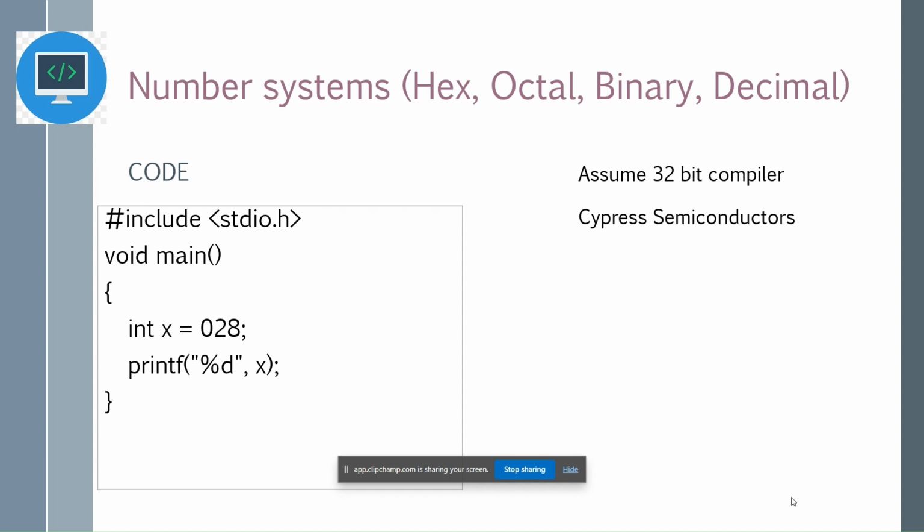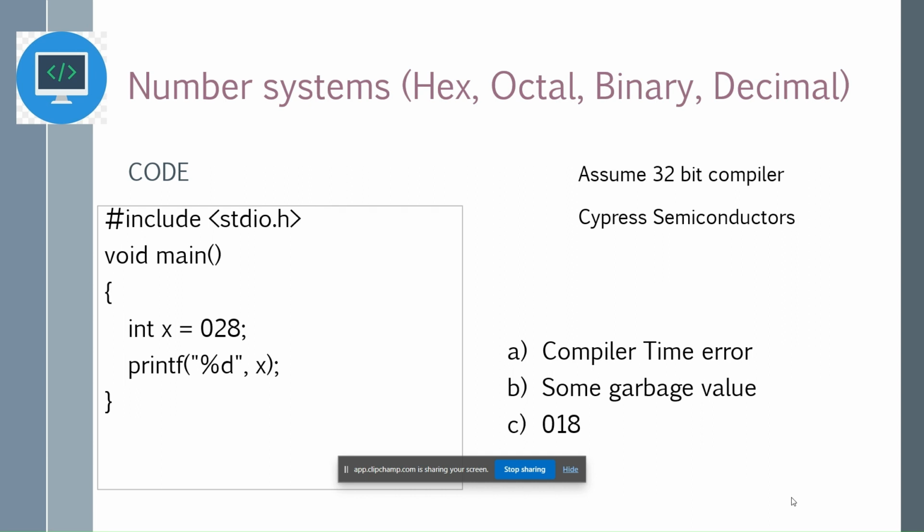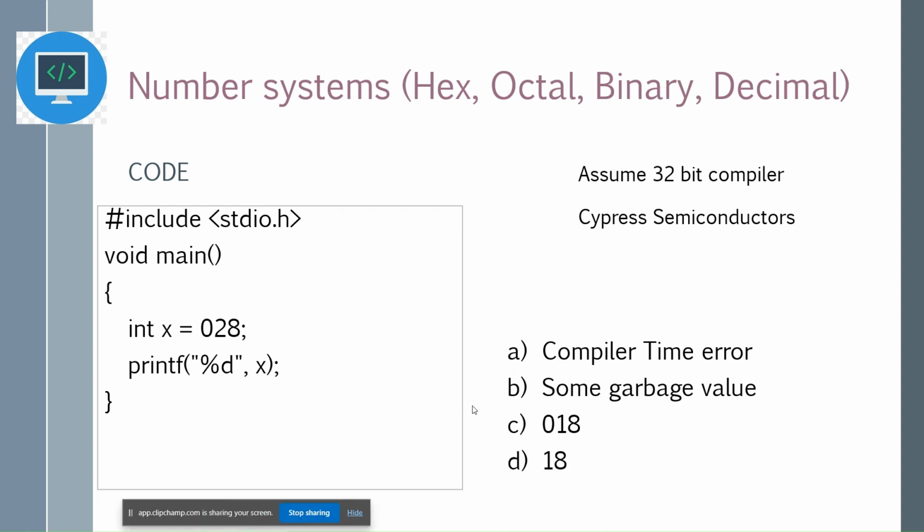Now, the options: when we run this code, what would be the answer? The options are: compile time error; some garbage value will be printed; 018 itself would be printed; 28 would be printed; or 15 will be printed. What is the correct answer when we run this? It is a compile time error. Why? As I told you, when we initialize an integer and it starts with 0, it is an octal number, and an octal digit is between 0 and 7 if you know the number systems. So 028 is not a valid octal number at all, therefore it will throw a compile error at the initialization point itself.